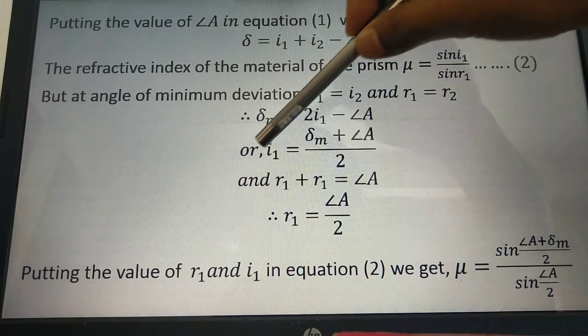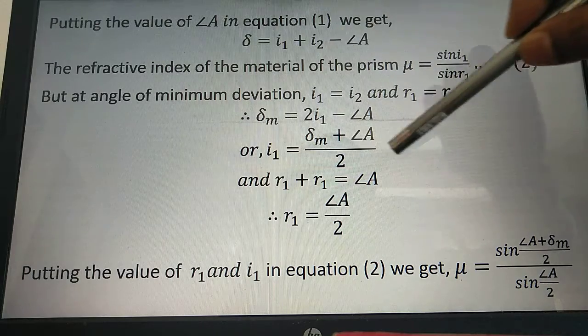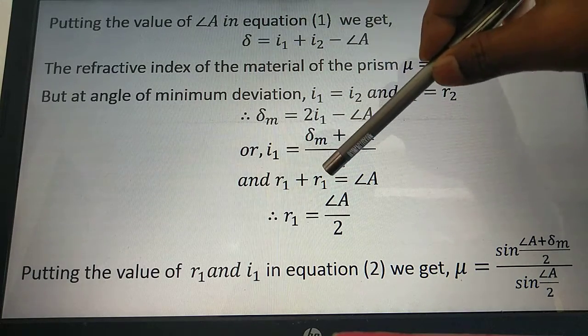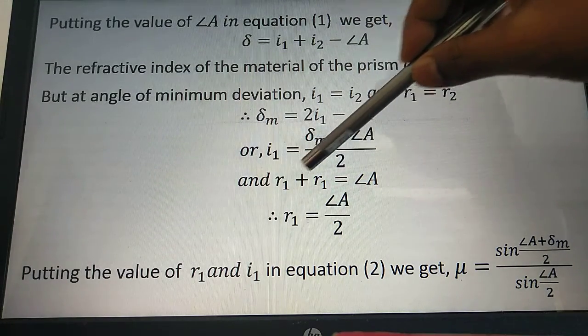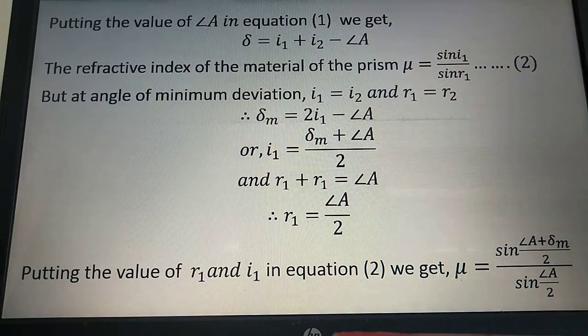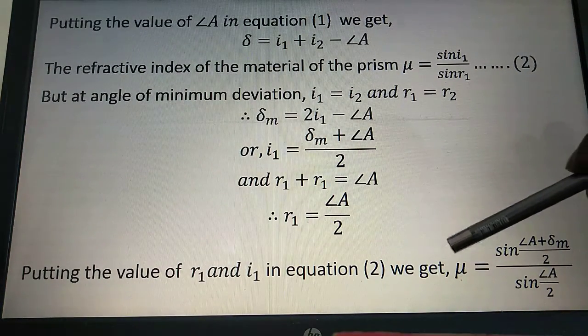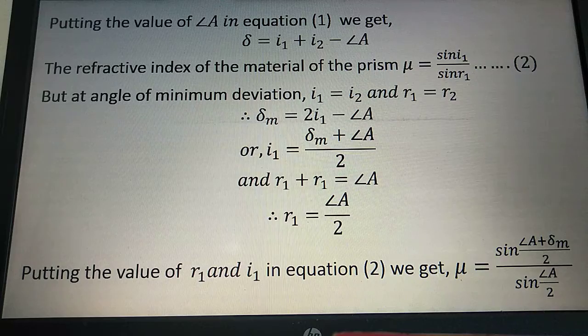So we get the value of I1, and also we know that R1 plus R2 is equal to A. So instead of R2 we put R1, so R1 plus R1 is equal to A, that is R1 is equal to A by 2. So putting the value of I1 and R1 in equation 2, we get mu is equal to sin((A plus delta m) by 2) by sin(A by 2). So this is the value of the refractive index of the material of the prism.